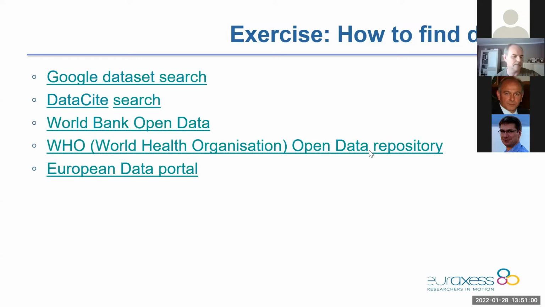Now we will have a very short exercise, but before that, I show here the list of links which can be used for searching data sets. We will show you how to use Google Dataset Search, but also you can use DataCite search, World Bank Open Data, etc. DataCite is very powerful, but it is very slow, and because of that, I didn't use it here.